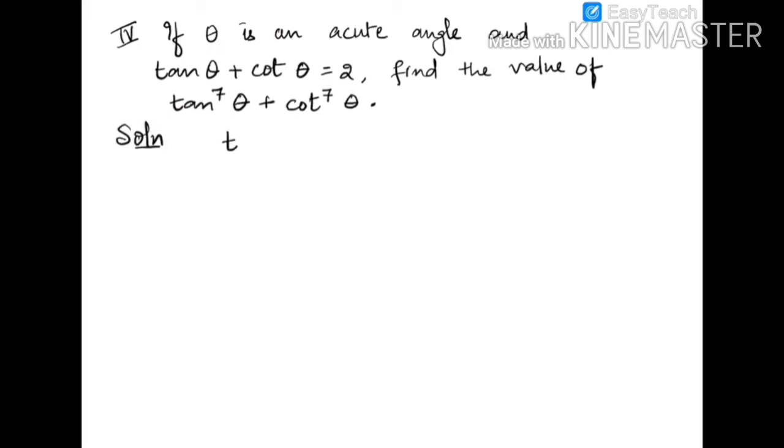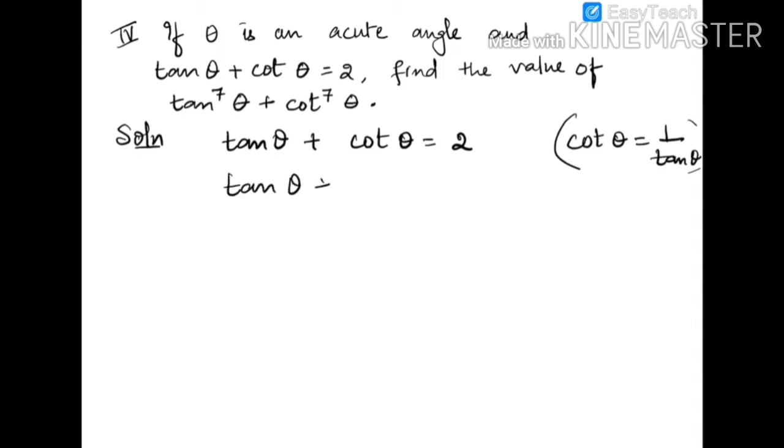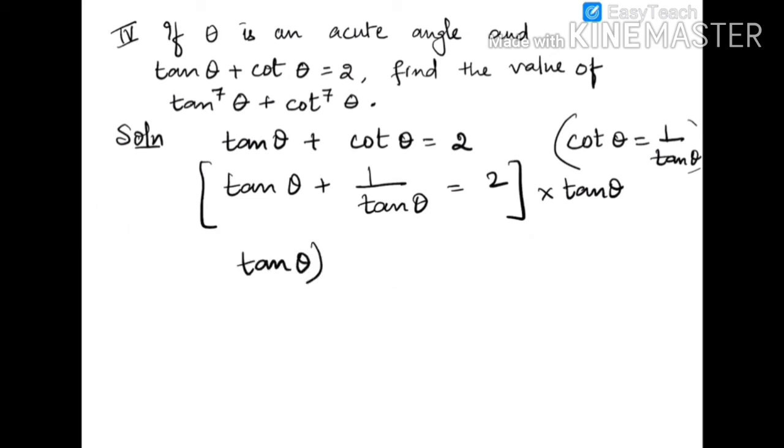So let's write down the given equation. Tan theta plus cot theta is equal to 2. We have learnt that cot theta is reciprocal of tan theta. So let's substitute cot theta as 1 upon tan theta in this equation. Now we will multiply throughout by tan theta. So we will get tan theta square plus 1 equal to 2 tan theta.